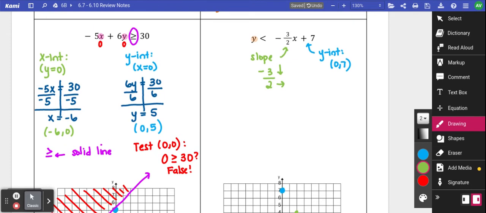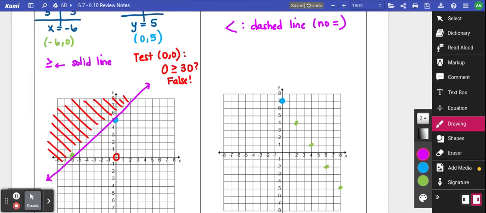Now I'm going to do exactly what I did in the other problem, which is decide if this should be a solid or a dashed line. Because it's a less than symbol, I'm going to use a dashed line here. The reason is that there's no equal to, there's no little underline underneath the symbol. So when I draw this on my graph, I'm going to use a dashed line to connect these dots.